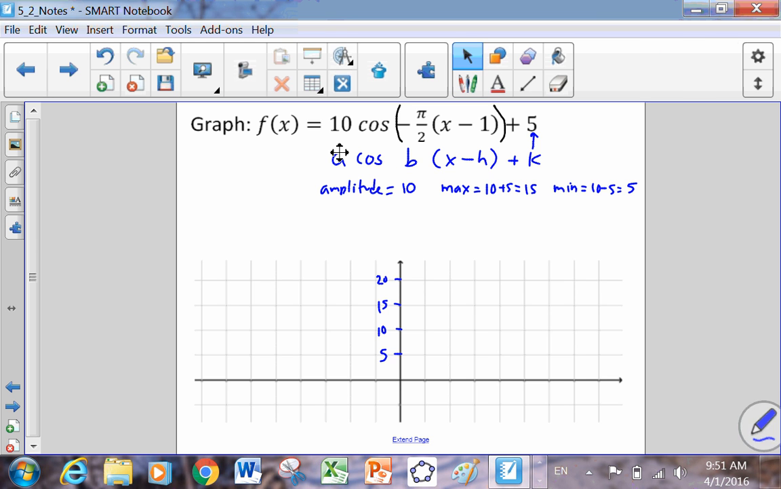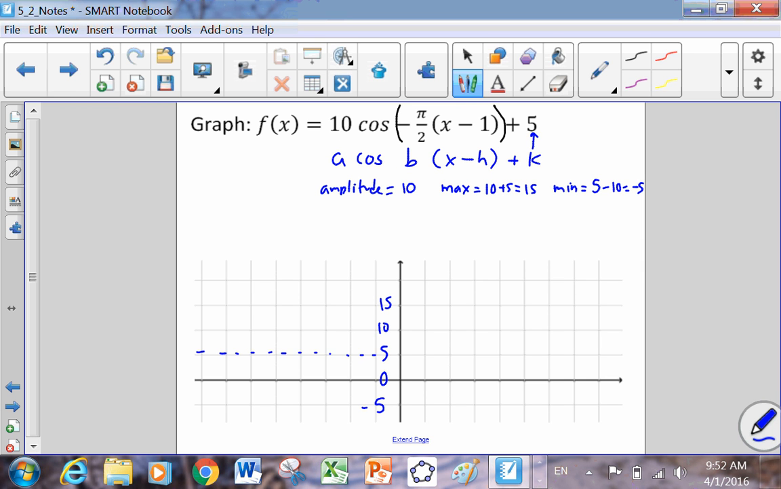Yes, I did the opposite. Oh my god. So let's try that again. Sorry, we start at 5 and we go down 10. You're right, negative 5. So we have to go from negative 5 to 15. Okay, good. So our 5 is our dotted line.